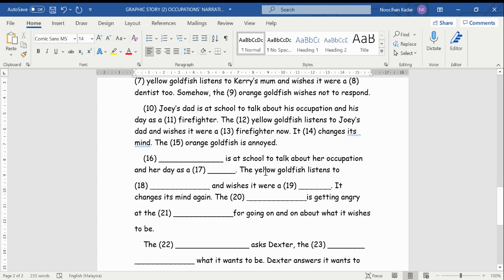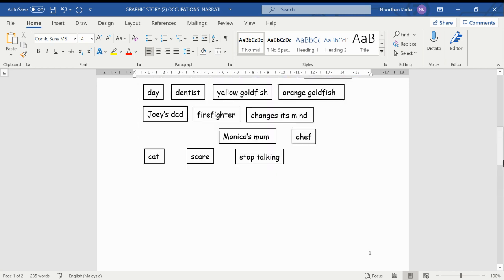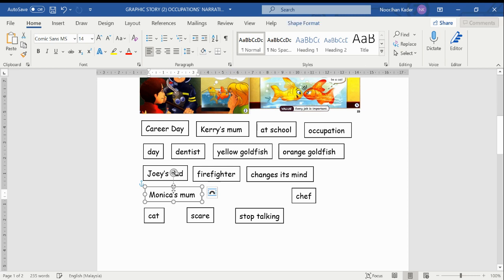Number 16, dash is at school to talk about her occupation and her day as a dash. So third frame, who is this? Who is talking now in the third frame? Monica's mom is a chef. She works in a restaurant. I take the bus to work and I cook all day. Sometimes I go home late. Who? Monica's mom. So we adjust here. Monica's mom.